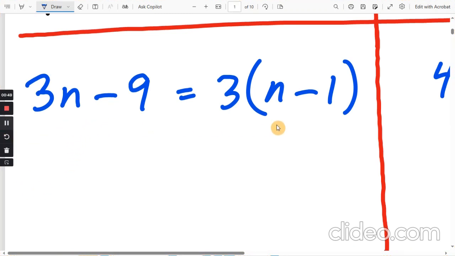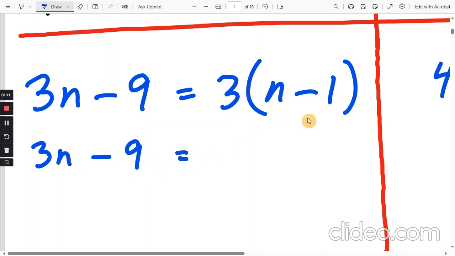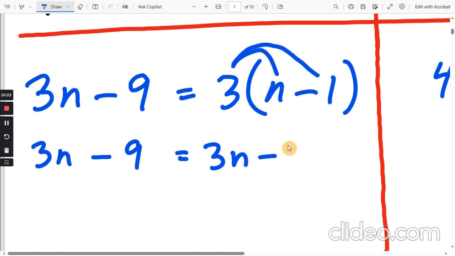Okay, so here is an example. This equation right here, we cannot solve it, and I'll show you why. We have an equal sign here. On the left-hand side of the equal sign, we cannot combine these terms. They're not like terms, so we just rewrite 3n minus 9. On the right-hand side, we use the distributive property. 3 times n will give us 3n, and 3 times negative 1 will give us negative 3.